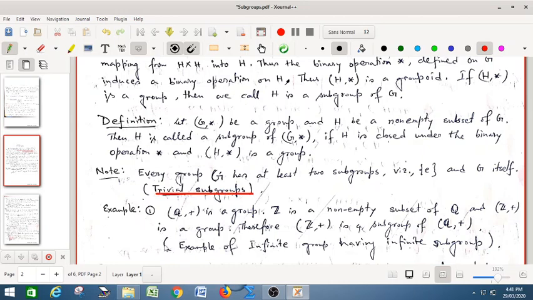Next you can put an example of Q comma plus, that is the set of rational numbers with respect to addition, is a group, you know that, and Z is a non-empty subset of Q. The set of integers is a non-empty subset of Q. So we can say that Z comma plus is a subgroup of Q comma plus. So the set of integers with respect to addition is a subgroup of the set of rational numbers with respect to addition. You can take note that this is an example of an infinite group having an infinite subgroup.